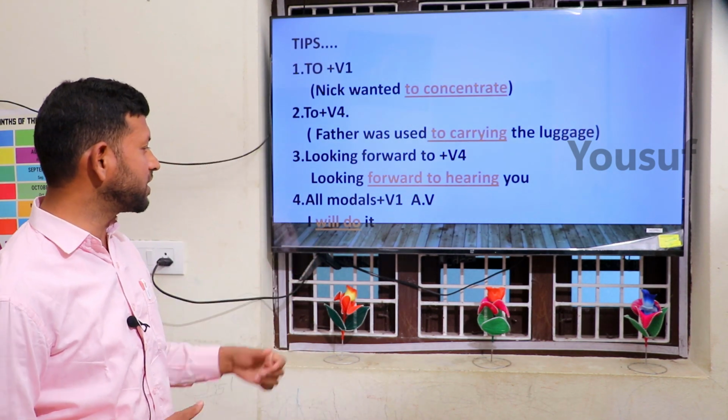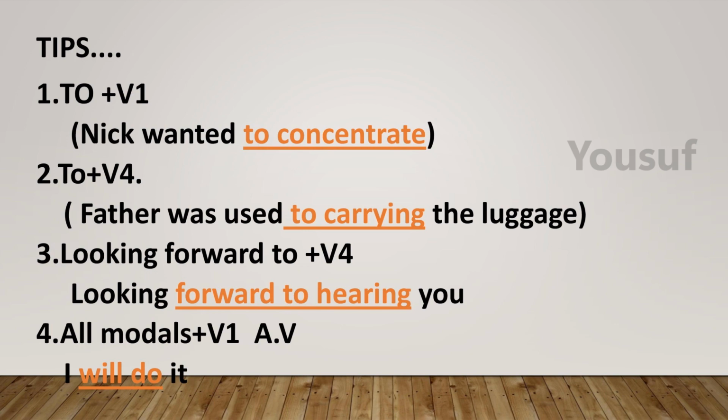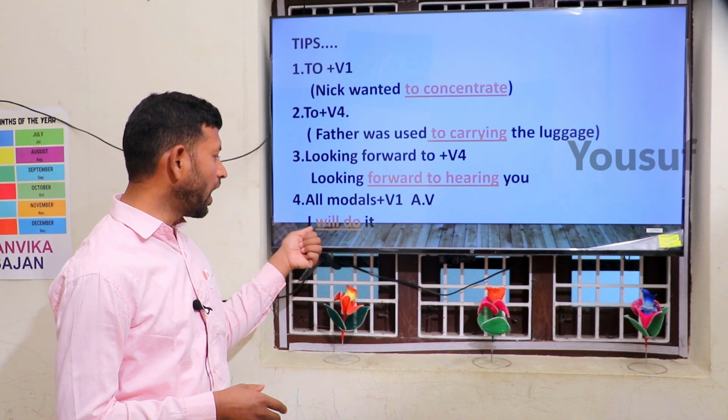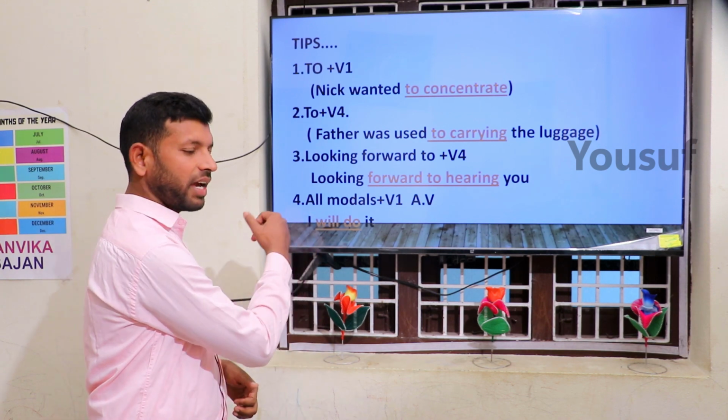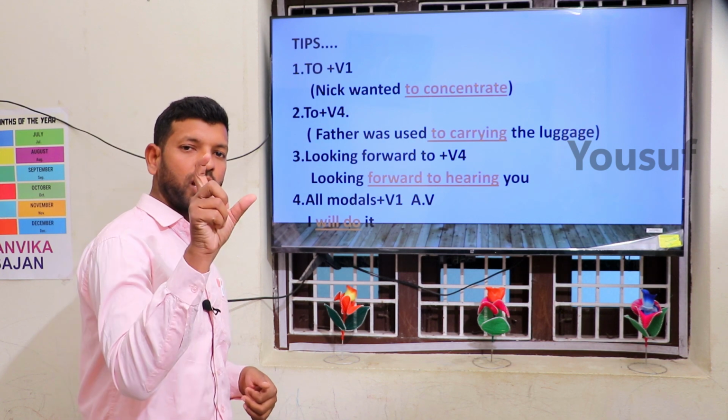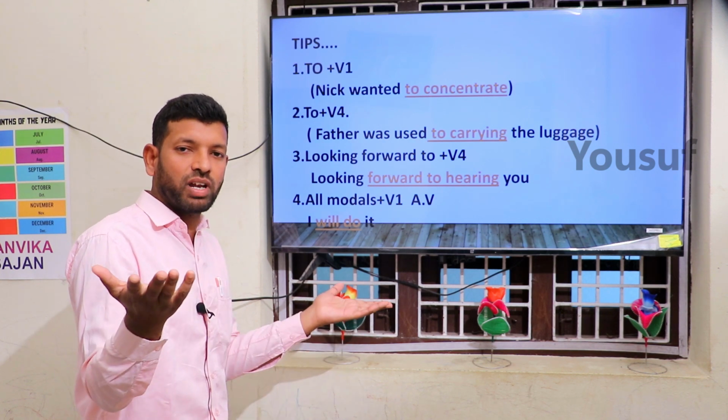Then come to the modals. All modals plus V1. This is only in the active voice. You know well about the active voice. I will do it. Will is a modal auxiliary. What is the verb we have used here? Do. Do is a V1.